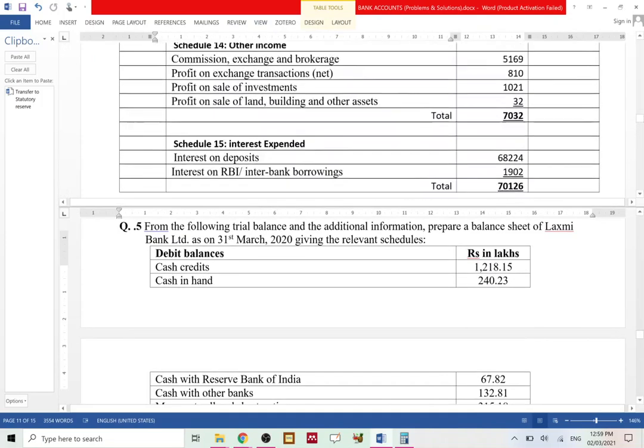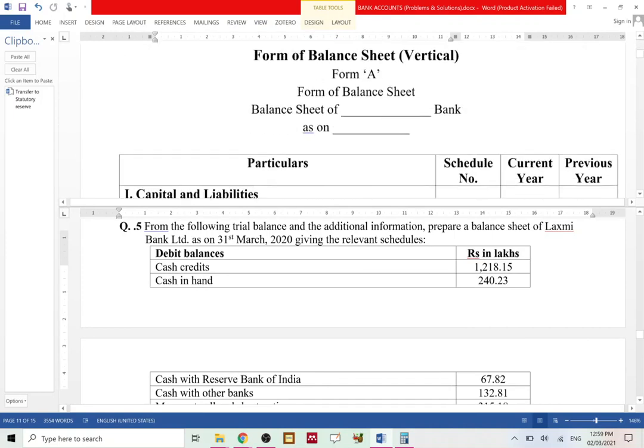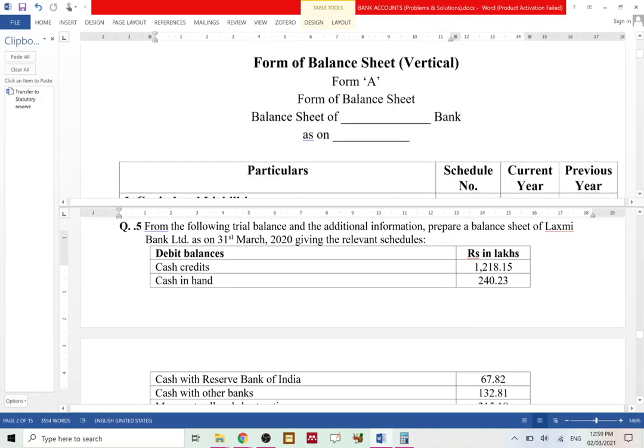Over here, I will show you the pro forma which I have already sent you. It's available with you all. This was the P&L that we've done, and this is the pro forma of the balance sheet. Okay, so let's see.